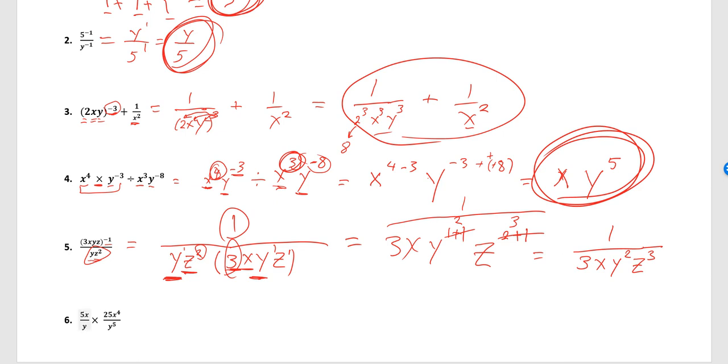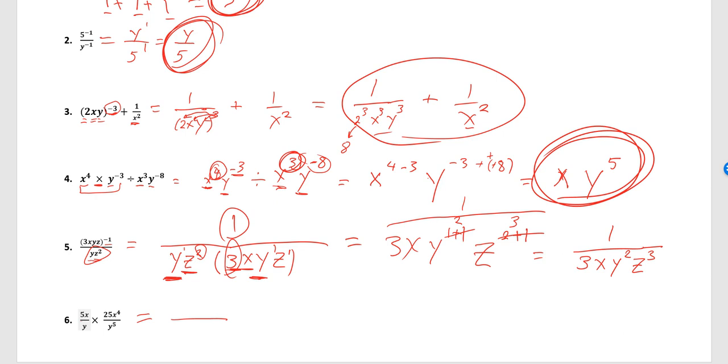Okay, last one. So 5x over y times 25x to the fourth over y to the fifth. This is pretty straightforward. Just multiply the numerator by the numerator and then the denominator by the denominator. And it's nice since the terms are like: in the numerator it's the x's, and then in the denominator it's the y's. So it's even more straightforward.